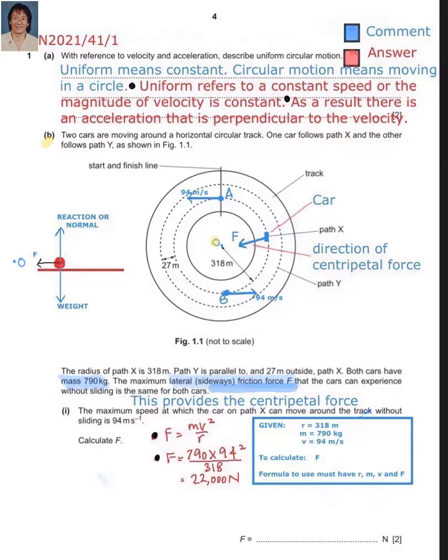So 2 things you can derive from this passage. Number 1, F and m are constant. The value of m is given to you. Number 2, the centripetal force is provided for by the friction force F.